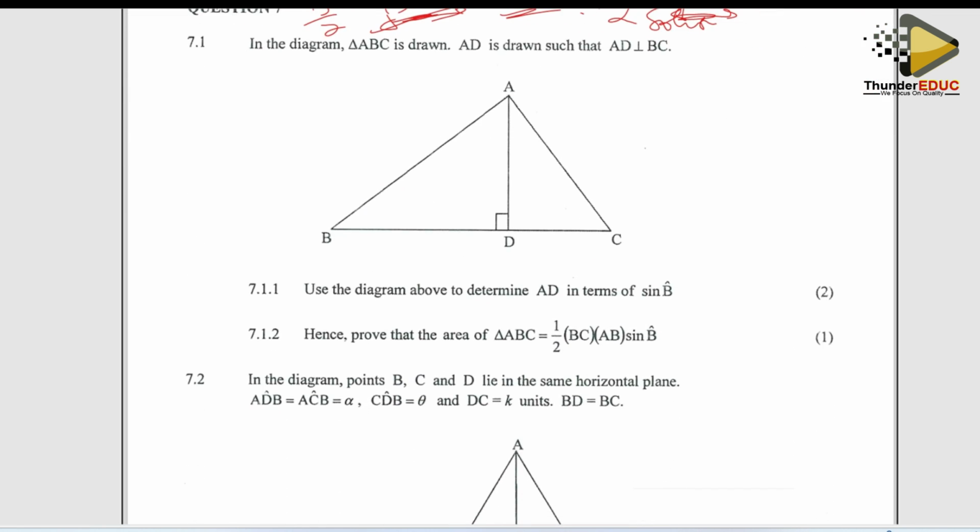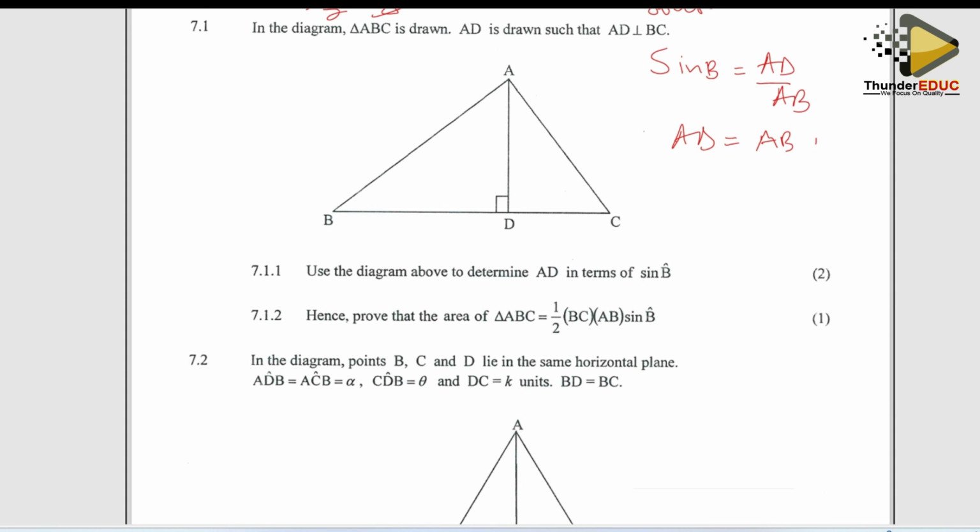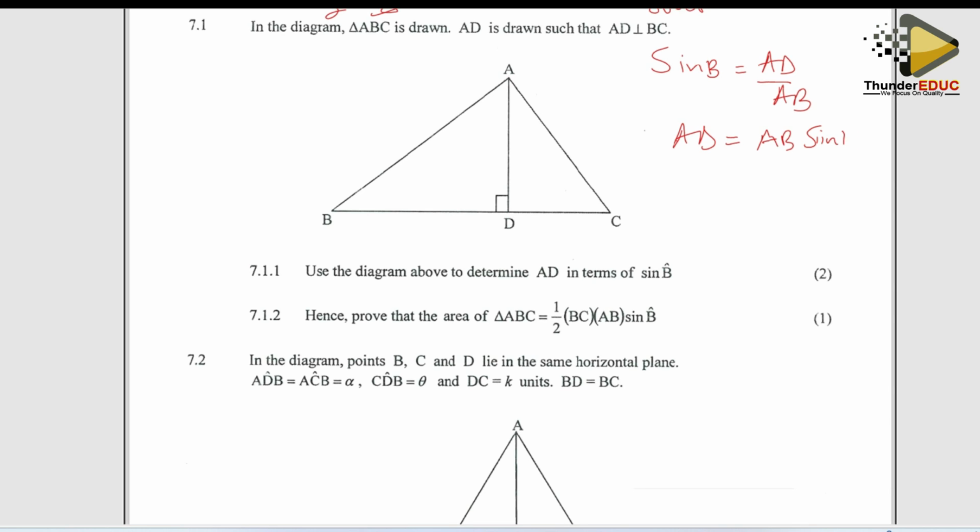Question number 7, the diagram ABC is drawn. AD is drawn such that those two lines are perpendicular. Determine AD in terms of that. So we can say that the sine of B is equal to the opposite, which is AD, over the hypotenuse, which is AB. The question wants AD, which means AD is going to be the same as AB times sine of B.